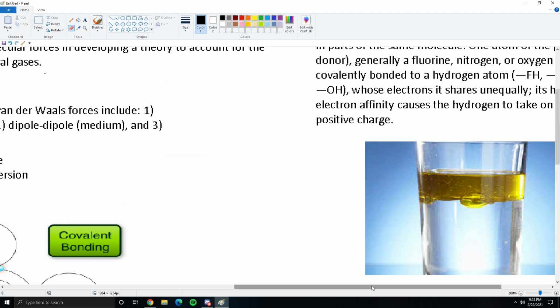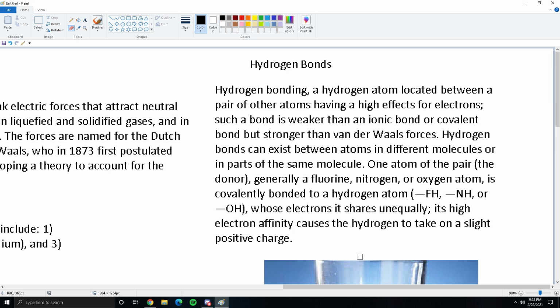All right. So first, we're gonna move to hydrogen bonds. Hydrogen bonding. The hydrogen atom is located between a pair of other atoms having a high affinity for electrons. It's a weak bond, weaker than ionic and covalent, but stronger than van der Waals force. Because as we said earlier, van der Waals was the weakest out of all of them, right? Hydrogen bonds can exist between atoms in different molecules or in parts of the same molecule, right?